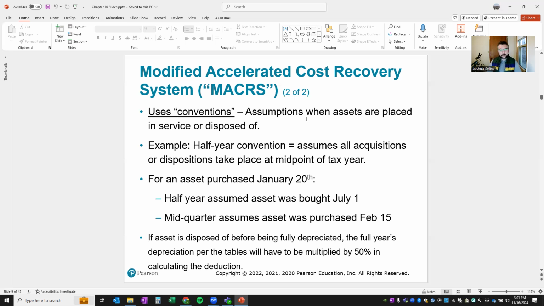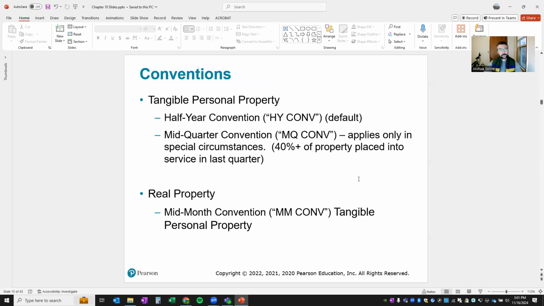And mid-quarter would assume that it was purchased on February 15th. Quarter one is January 1st to March 31st, midpoint of that, February 15th. If an asset is disposed of before being fully depreciated, the full year's depreciation from the tables will have to be multiplied by 50% when calculating the deduction, and that goes back to the half. The different conventions, which I mentioned previously: you've got half-year, they call it mid-year.